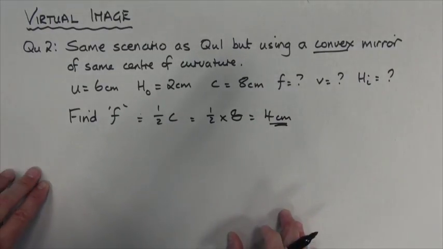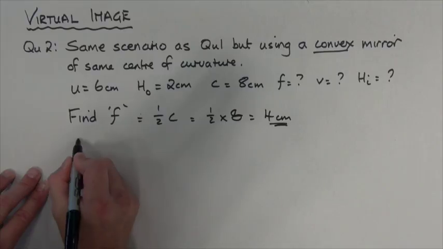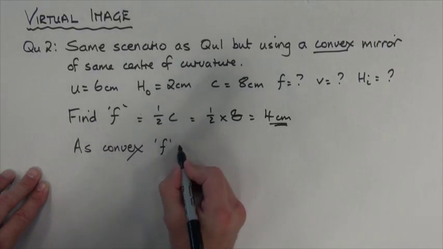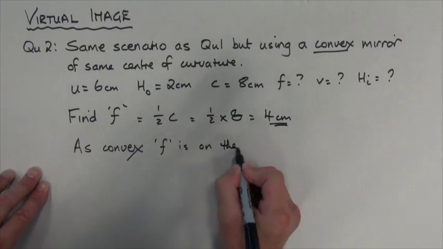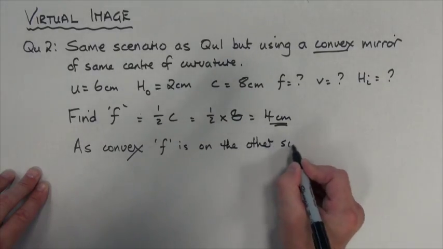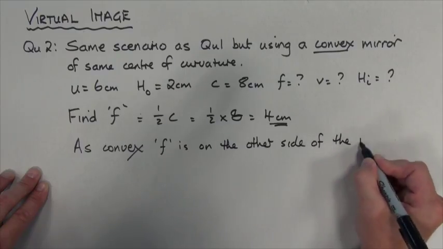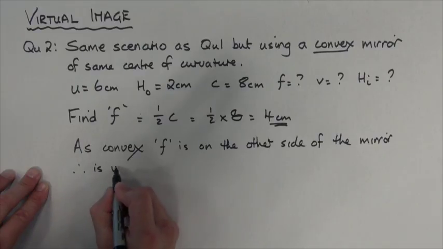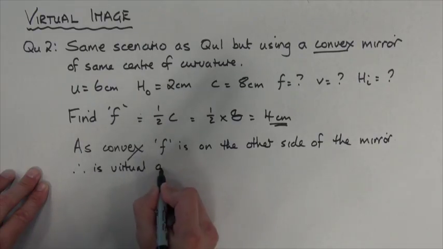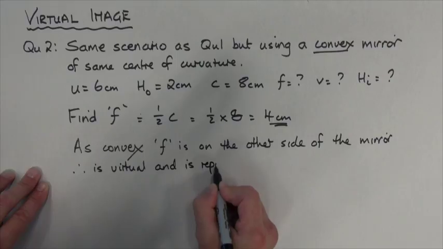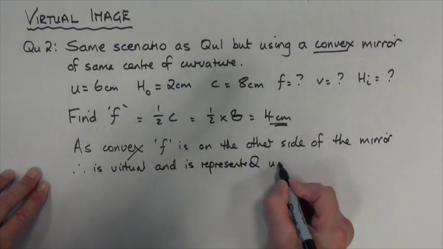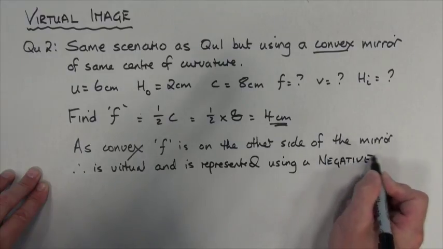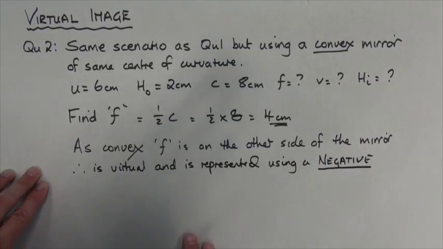Now, the key thing to understand when we're dealing with a virtual image is that the focal point is on the other side of the mirror. So we need a method of showing a displacement on the different side of the mirror, and so we make our focal point negative. As it says here, for a convex mirror the focal point is on the other side of the mirror, therefore it is virtual and is represented using a negative value. When we include it in the formula, we must make sure that f is negative.